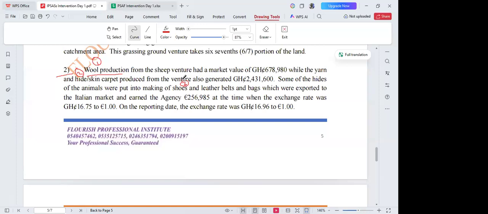Okay, so we have 3 produce in this question. Now, what does the standard say? The standard says that agricultural produce should be at the point of harvest. So my question, which one is at the point of harvest? Out of these 3, which one is at the point of harvest? The wool production. It's the wool production that you harvested first. The rest are all processed from the wool. So our revenue is only from the wool production, which is this amount. You are done.